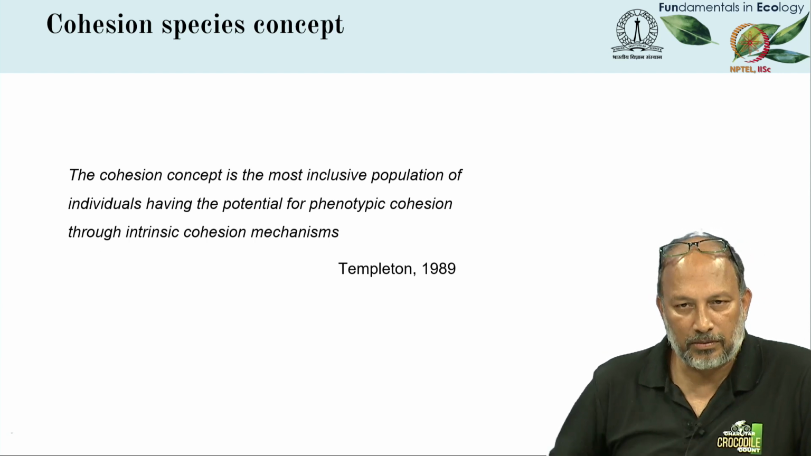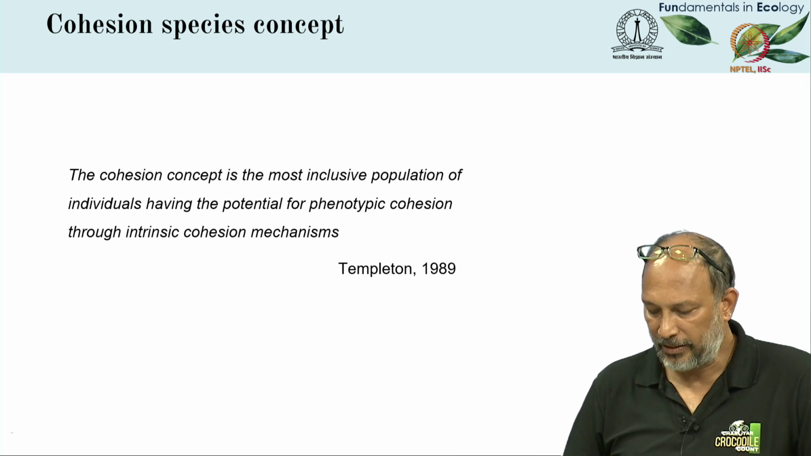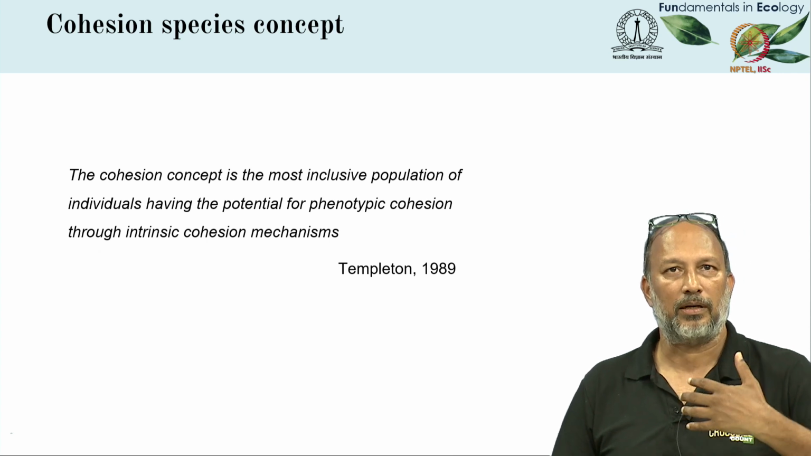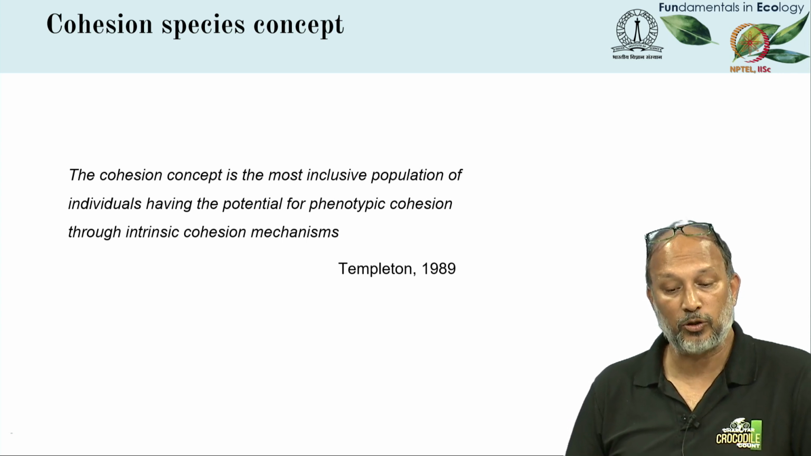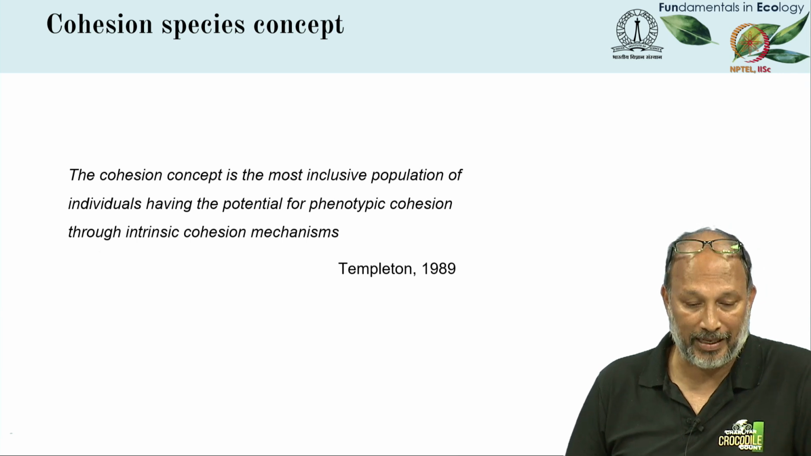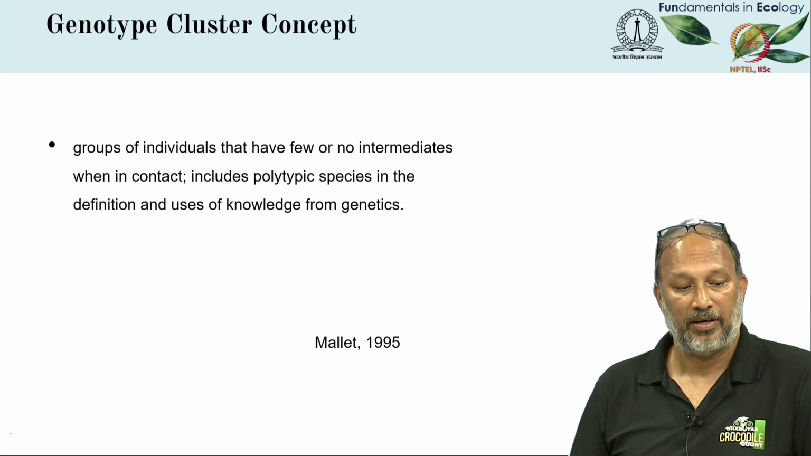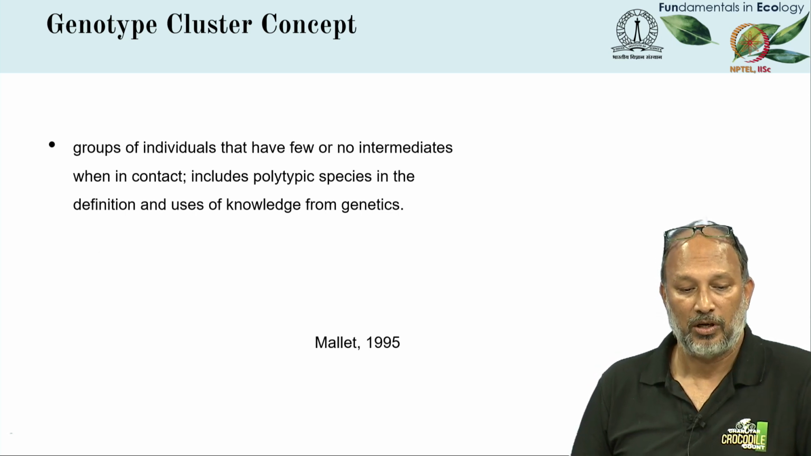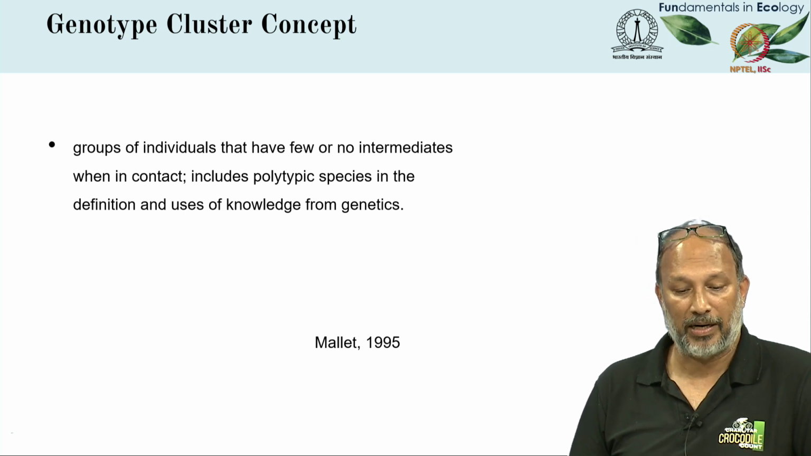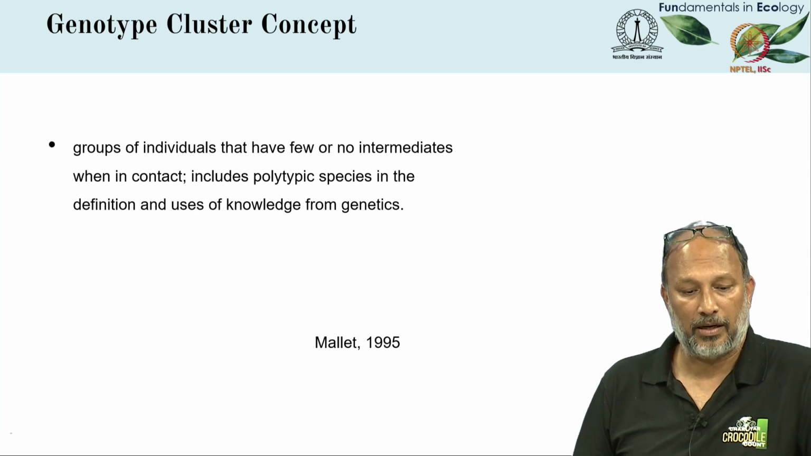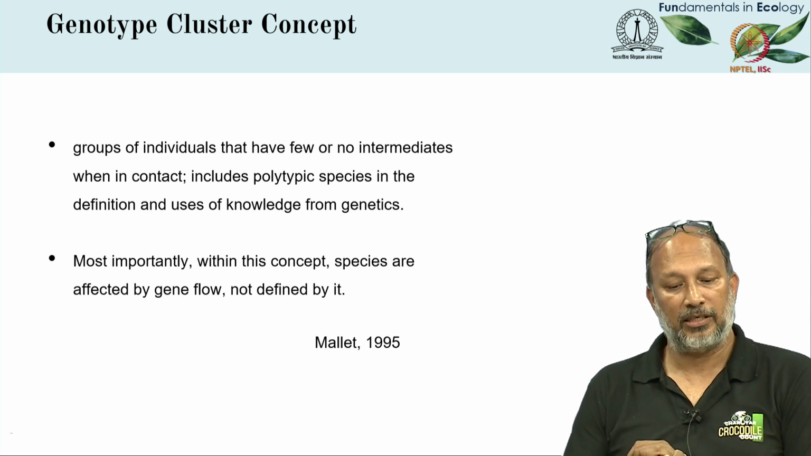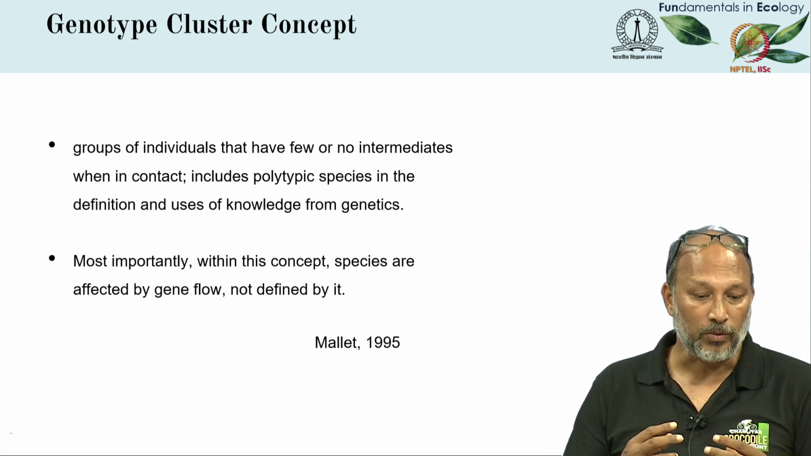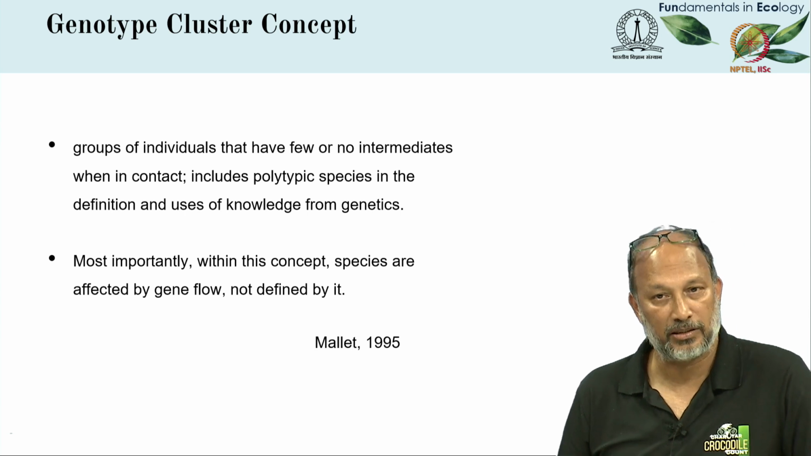At the same time, some evolutionary biologists felt that one needed broader or more inclusive ways of thinking about species. Alan Templeton, for example, said that a species is the most inclusive population of individuals having the potential for phenotypic cohesion through intrinsic cohesion mechanisms, which included genetic mechanisms. Similarly, Mallet in 1995 proposed a genotype cluster concept where he said there are groups of individuals that have no intermediates or few intermediates when in contact, but these included polytypic species in the definition and used knowledge of genetics. Mallet proposed that in this concept species are influenced by gene flow and not defined by it, which he argued was a weakness in the biological species concept.